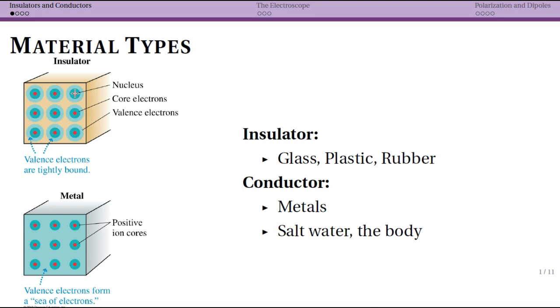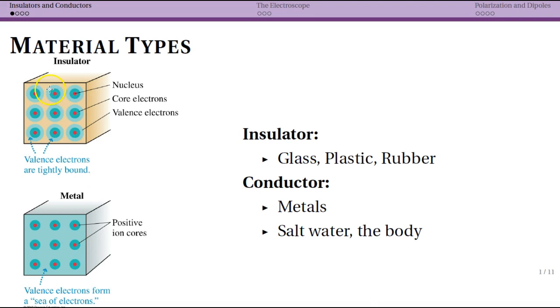Now, in a metal, on the other hand, you have the nucleus, and you still have some core electrons that are bound, but then the valence electrons are overlapping. They're actually free to move between one nucleus, or ion core, as the figure says, and another. So we call this a sea of electrons. So in a metal, there are an equal number of protons and electrons if it's neutral, but the electrons are kind of free to move around as they please.